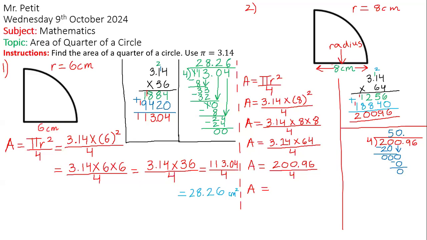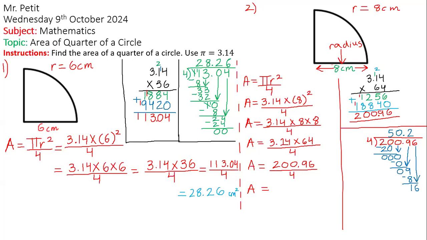We put the point on top right now. Bring down the 9. How many times does 4 go into 8? Twice. 4 times 2 is 8. 9 minus 8 is 1. We bring down the 6.